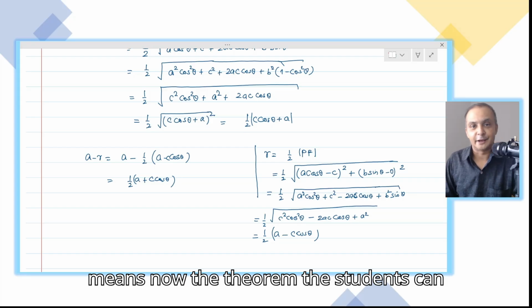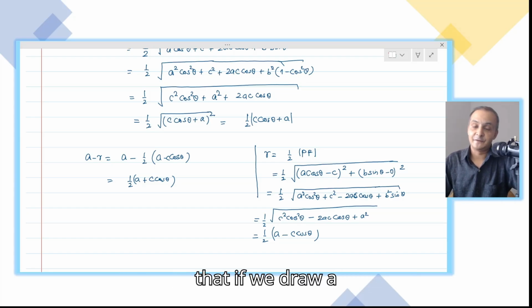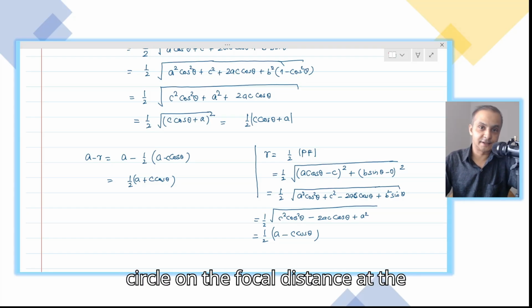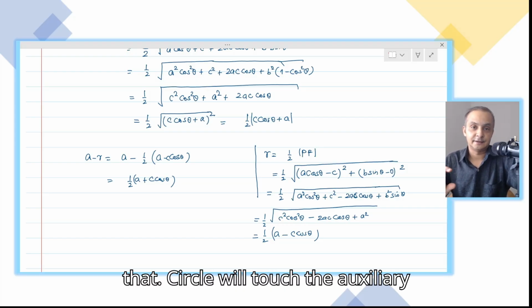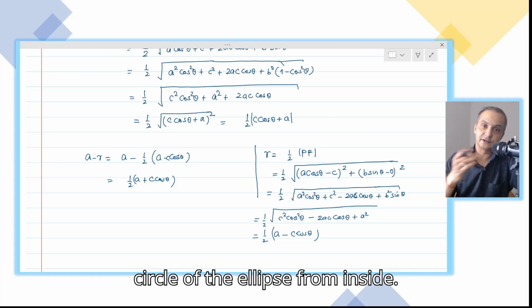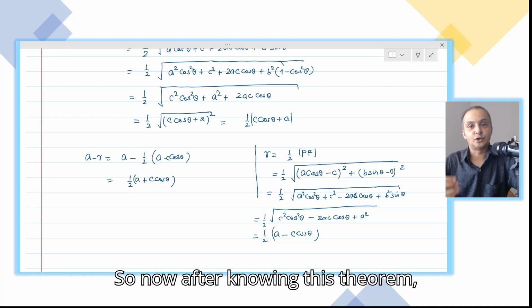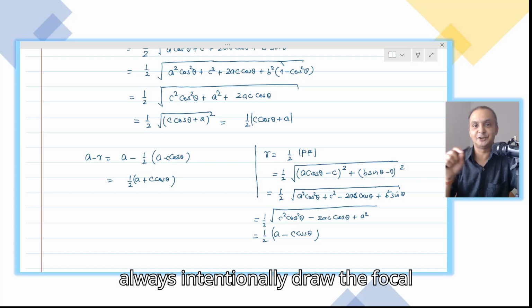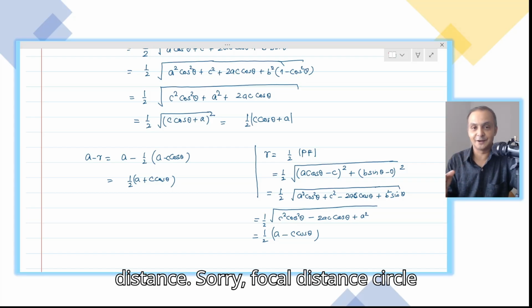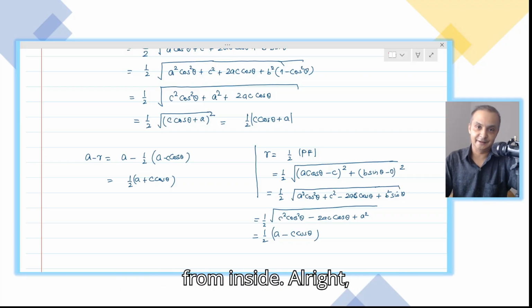It means now the students can construct the theorem, and it's their own theorem, that if we draw a circle on the focal distance as a diameter of any ellipse, that circle will touch the auxiliary circle of the ellipse from inside. So now, after knowing this theorem, when we are drawing the diagram, we always intentionally draw the focal distance circle, which will touch the auxiliary circle from inside.